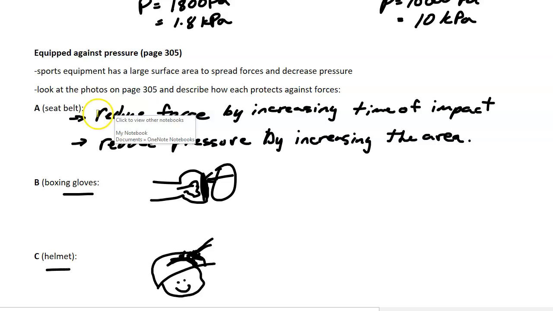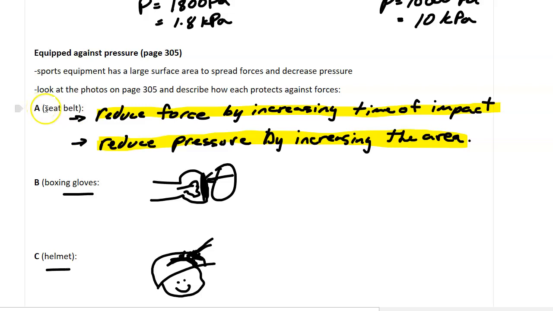Again, the first thing, they're going to reduce the force by increasing the time of impact. The more time of impact, less force gets transferred. And we reduce the pressure on any one point by increasing the area in which you take that impact. Thus, also less force applied to any one point.